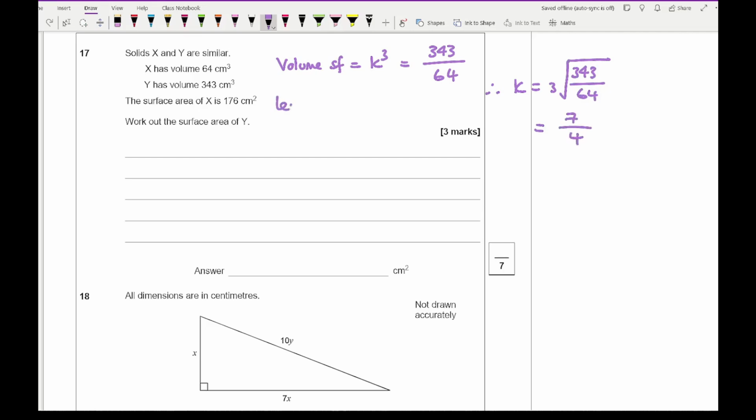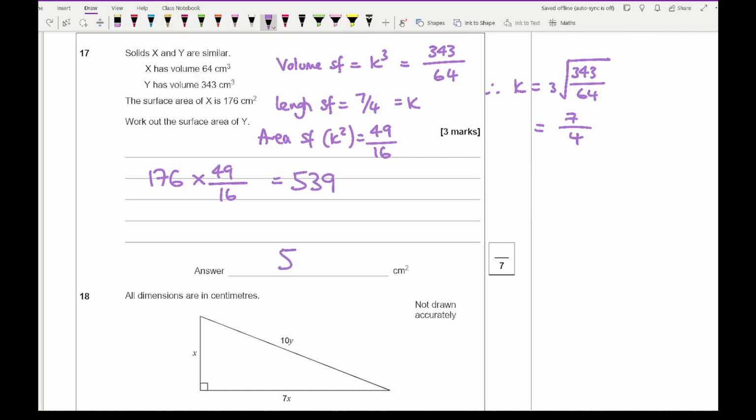So then the length scale factor is going to equal 7 over 4, and that's what k is, and the area scale factor, which is k squared, is therefore going to be 49 over 16. So then to work out y, we can see that y is the bigger shape, so we're going to need to do x times the scale factor. So here we've got 176 multiplied by 49 over 16. And if I type that straight into my calculator, I get an answer of 539.